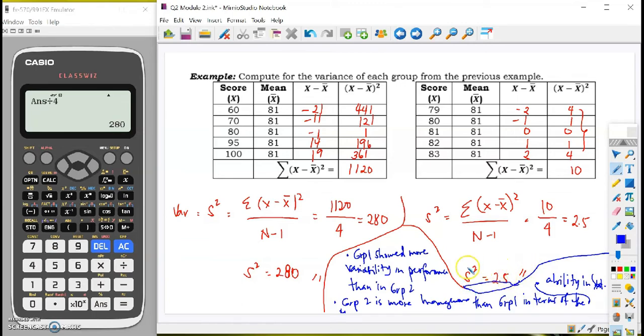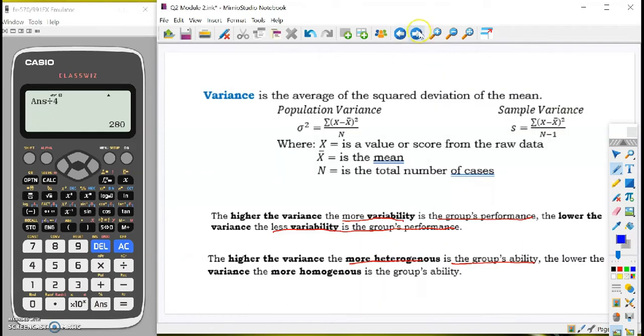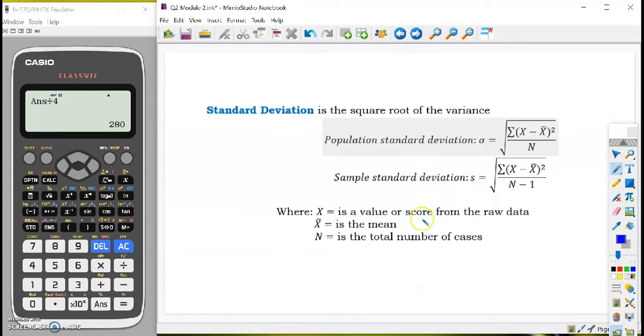Okay, but we're not yet done. So this is how we do it in variance. So we're done with the variance. This time, let's go to standard deviation.